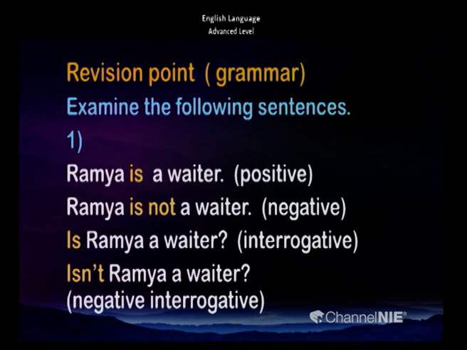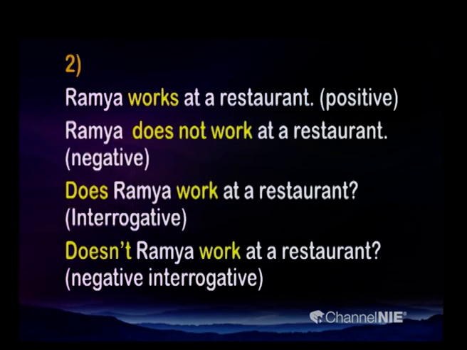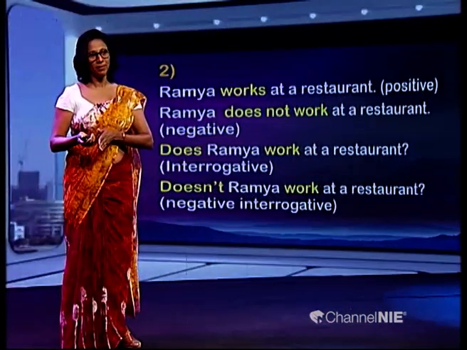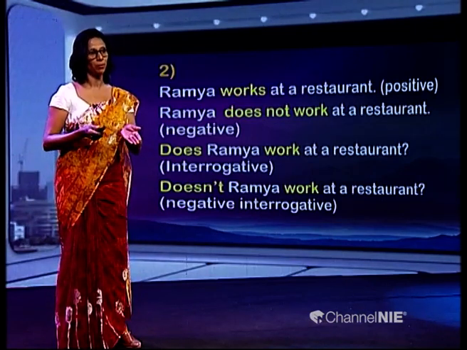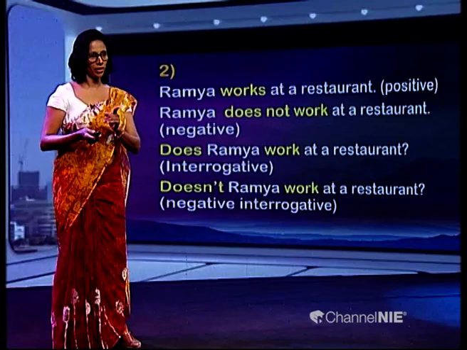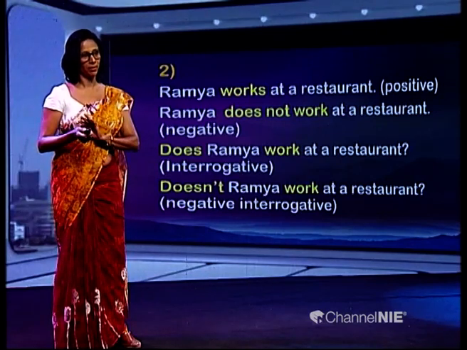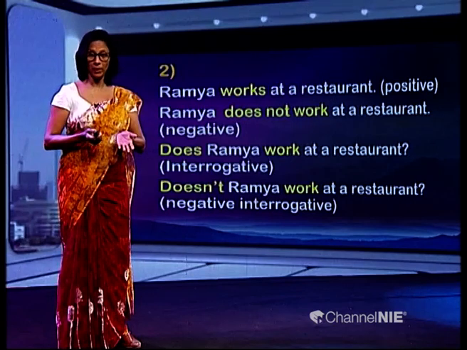Let's see some other examples of how to write positive, negative, interrogative and negative interrogative. Ramya works at a restaurant. There the verb is an action verb, it tells us something about what she does, right? So Ramya works at a restaurant. I think you know how to divide this present tense sentence into two parts, like does and work, and add not in between. So Ramya does not work at a restaurant. Does Ramya work at a restaurant?